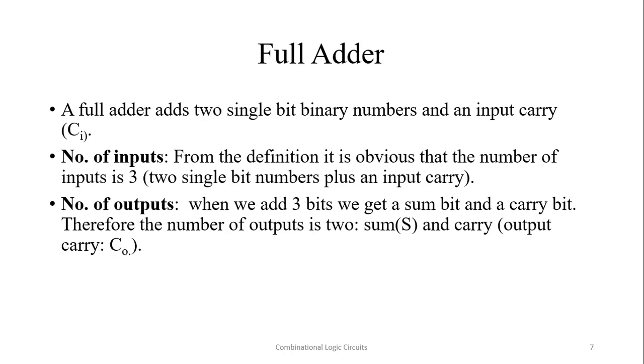Full adder. A full adder adds two single-bit binary numbers and an input carry. So the total number of inputs here is 3. From the definition, it is always stated that the number of inputs is 3: two single-bit numbers plus an input carry. For the number of outputs, when we add 3 bits, we get a sum bit and a carry bit. Therefore, the number of outputs is 2, sum and carry.